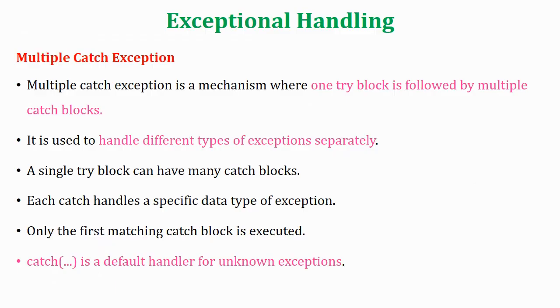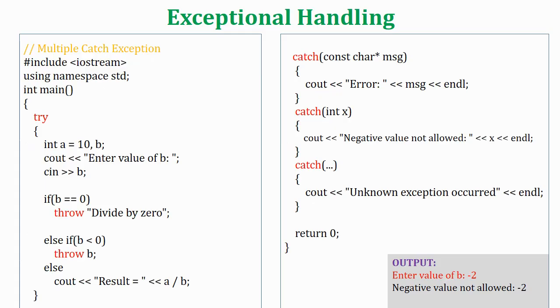And the next one is multiple catch exception. Multiple catch exception is a mechanism where one try block is followed by multiple catch blocks. It is used to handle different types of exception separately. A single try block can have many catch blocks. Each catch handles a specific data type of exception. Sometimes we use catch-all, which is the default handler for unknown exceptions.